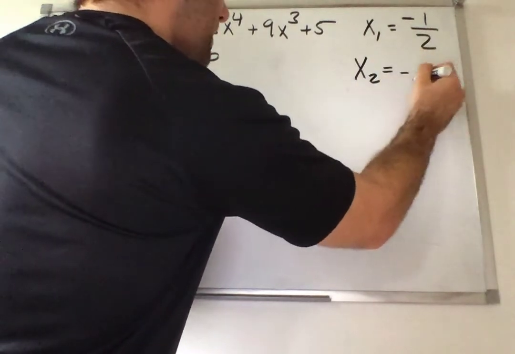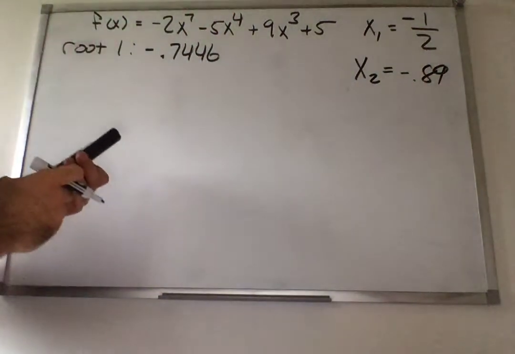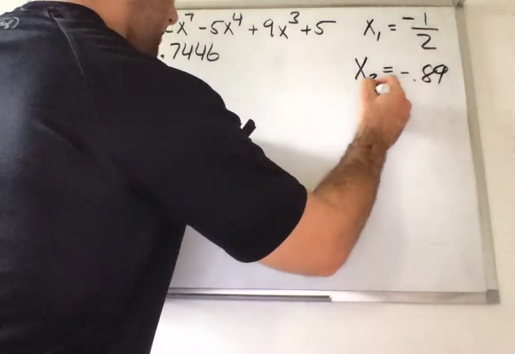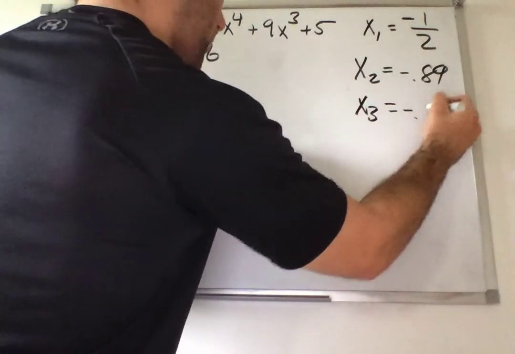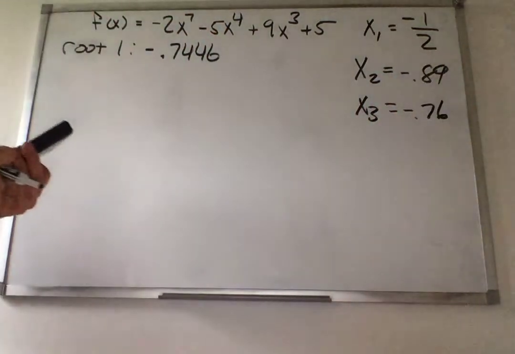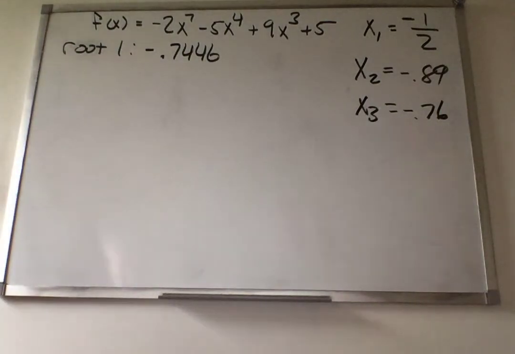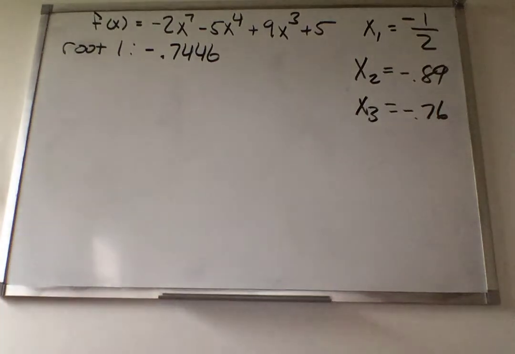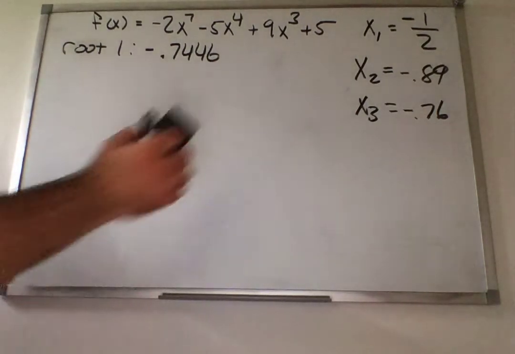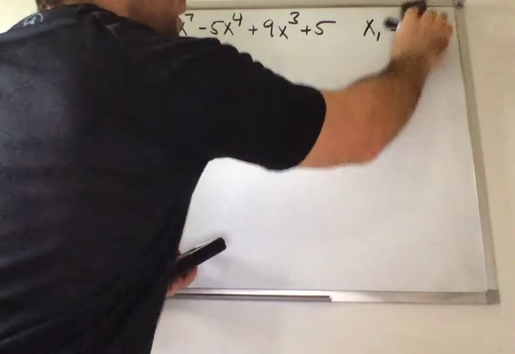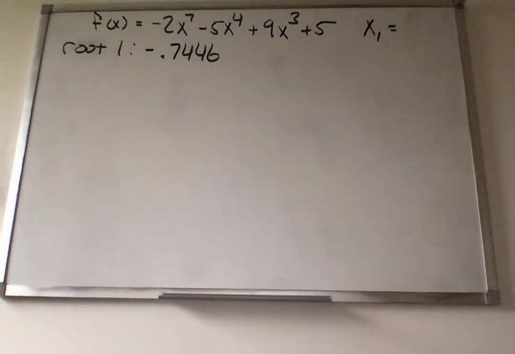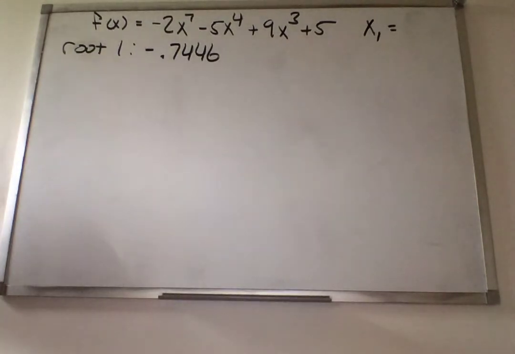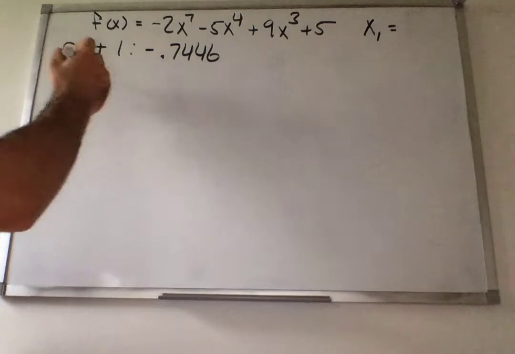x2 is equal to negative 0.89. Enter. x3 is equal to negative 0.76. Hit enter. Keep hitting enter. And it goes right back to this 0. Alright? So, I think we found the only 0 on that interval. So let's try a different interval.